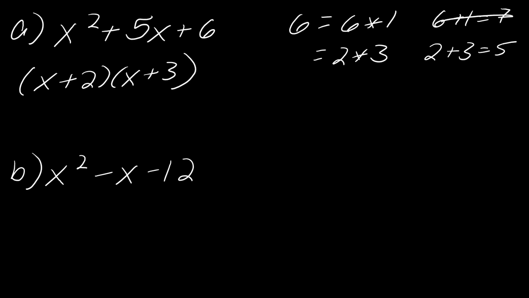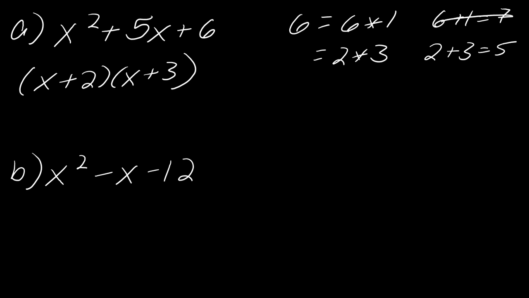Now, just to show you that kind of visualization one more time of double checking this. Notice I've got x times x is going to give me the x squared. I can do the last terms: 2 times 3 gives me the 6. If I want to check that middle term real quick, I take this 2x plus this 3x, and that gives me 5x. Okay, now what if we have some negative numbers? It's actually still the same thing. I've got what two numbers are going to multiply to negative 12 but add to negative 1.